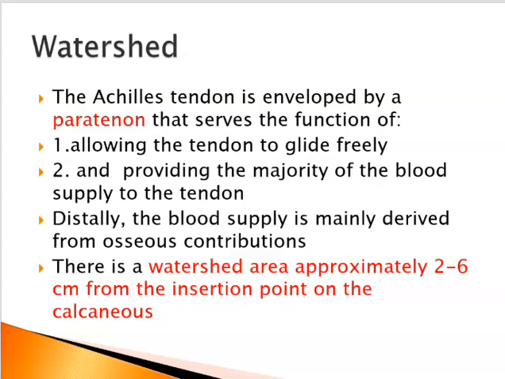The Achilles tendon is enveloped by a paratenon that serves the function of allowing the tendon to glide freely and providing the majority of blood supply to the tendon. But distally, the blood supply is mainly derived from the osseous contributions, that is from the calcaneal bone. So, there is a watershed area approximately 2 to 6 centimeters from the insertion of calcaneus.